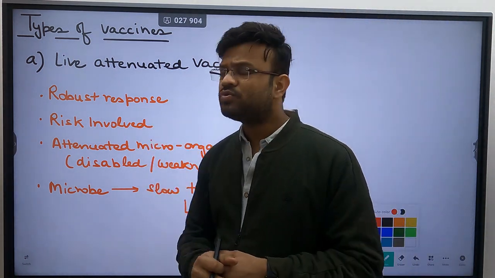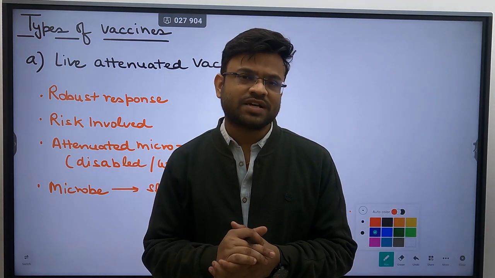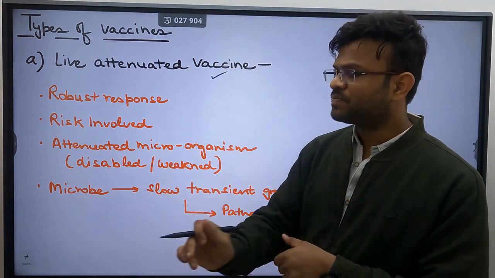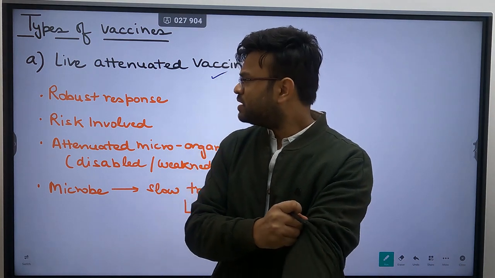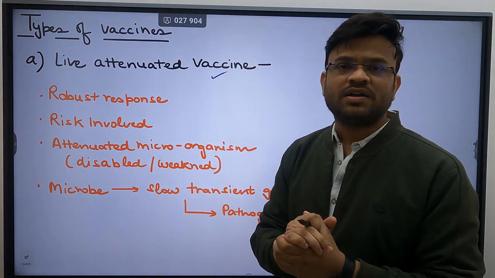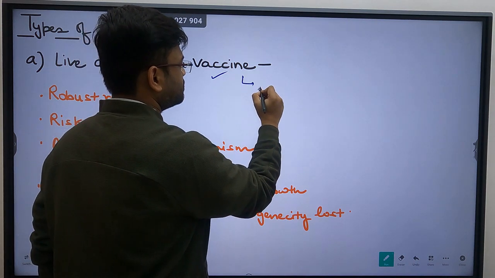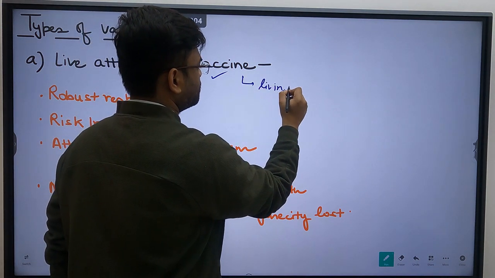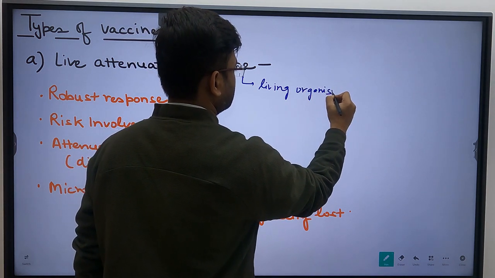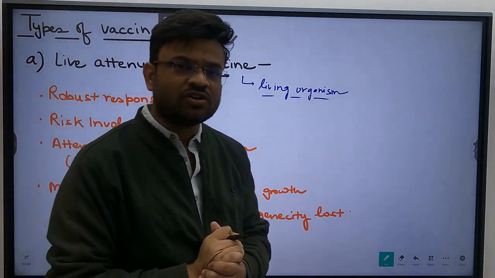Yes. Now coming to the types of vaccines. We would be talking about all the different types of vaccines, but in today's class I would be aiming at talking about the live attenuated vaccines. Now what are live attenuated vaccines? In case of live attenuated vaccines, you use the live organism, the living organism. So in this case you are making use of living organisms.